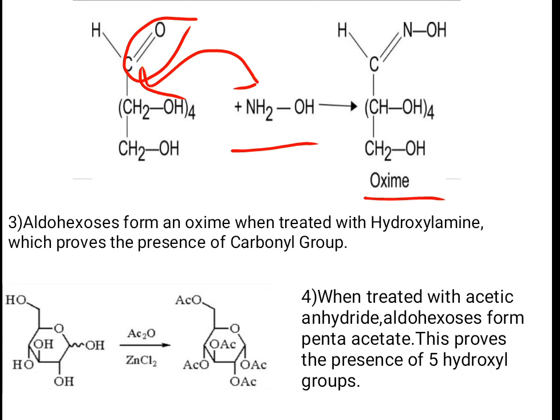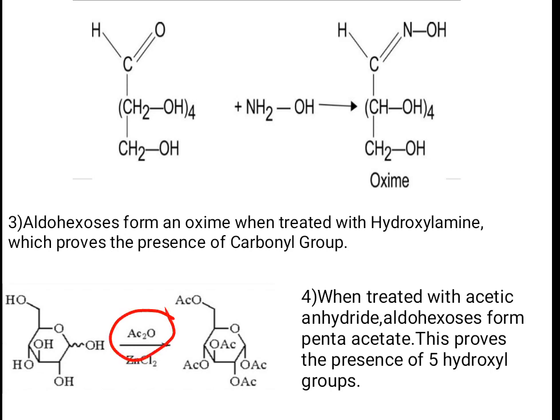The fourth point is that when treated with acetic anhydride, aldohexoses form a pentaacetate. This proves the presence of 5 hydroxyl groups. So if you take acetic anhydride, then you will get a pentasubstituted aldehyde. This proves that this aldohexose contains 5 hydroxyl groups.